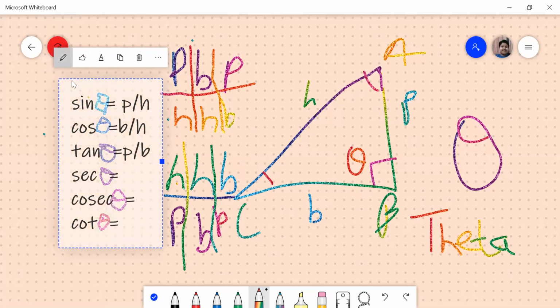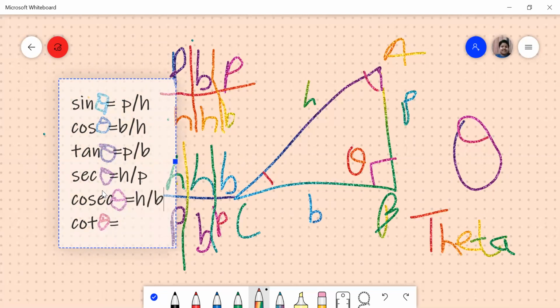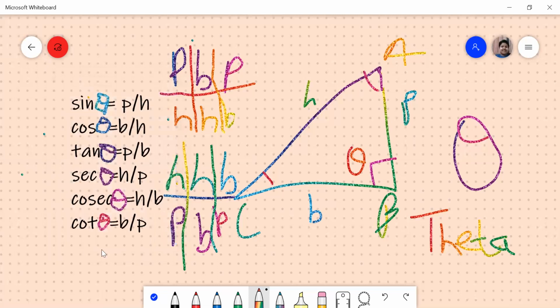Let me come back here. Yeah, so the sec formula would be hypotenuse by perpendicular. The cosec formula would be hypotenuse by base. And the cot formula would be base upon perpendicular. So guys, these are the formulas.